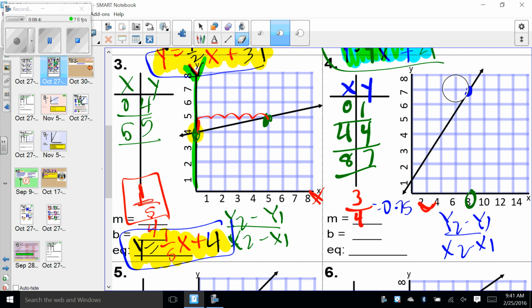Writing my equation would require me to have a y-intercept first. When I go to find the y-intercept, it's the place where the graph crosses the y-axis. That happens right here at 1. So my y-intercept would be 1.